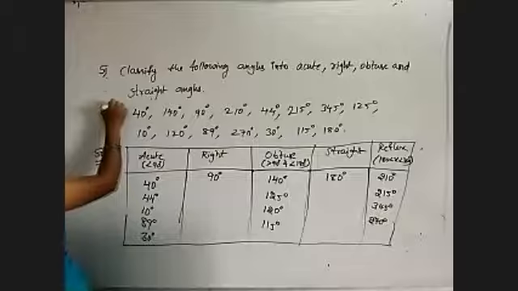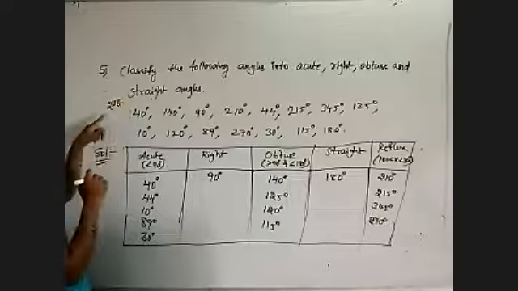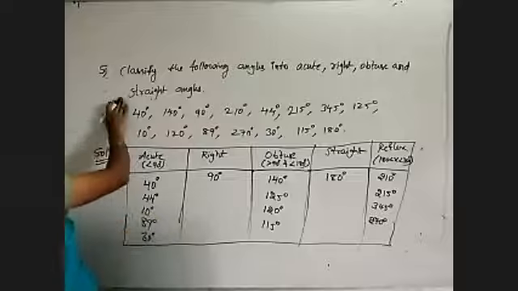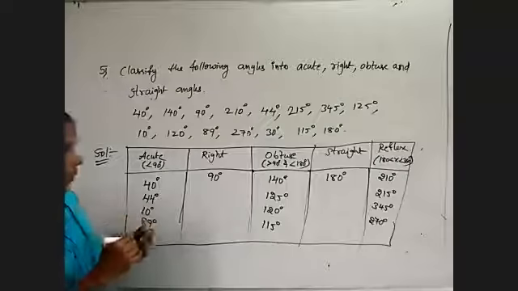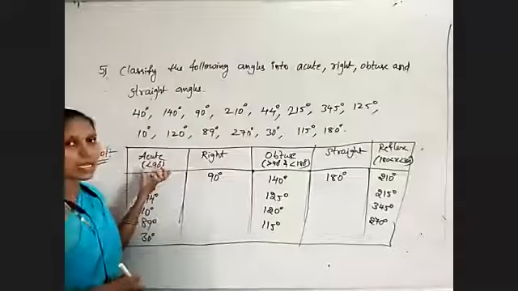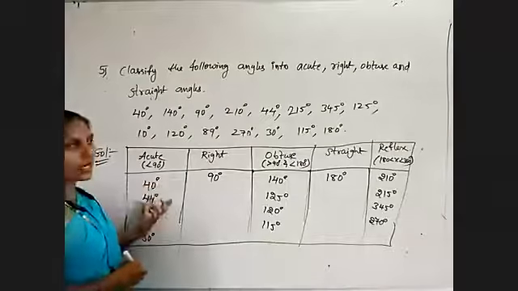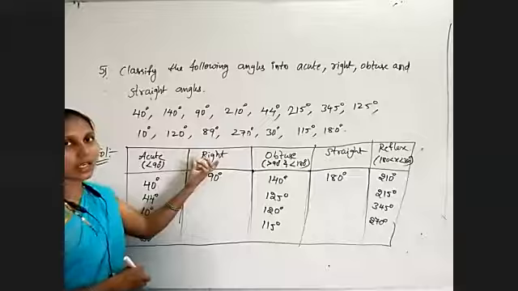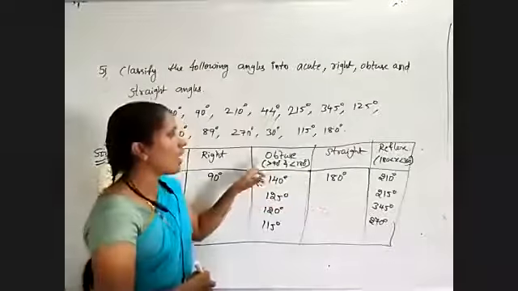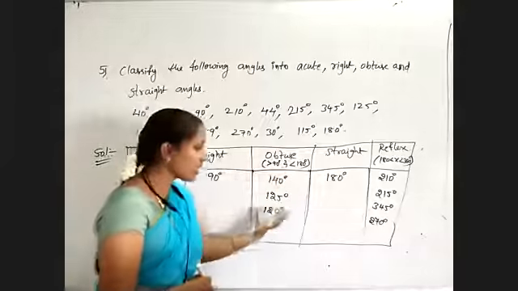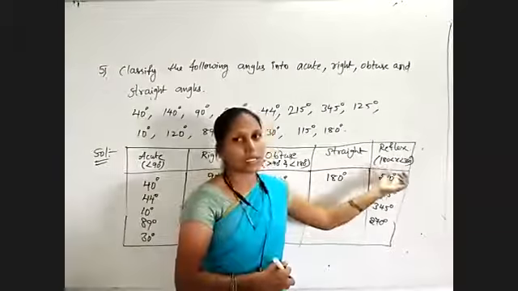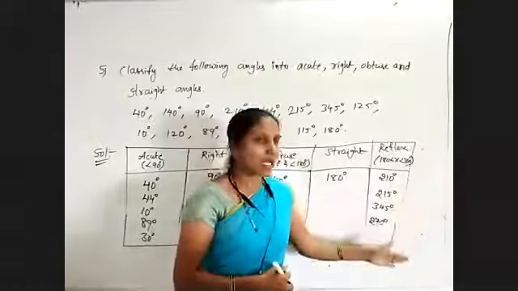Suppose I am giving 278. 278 is more than 180 degrees, so it comes under reflex angle. That's all. Very simple. When the measures are given, it is very simple to classify the angle. Lesser than 90, all those angles are acute angles. The angles which are equal to 90 are said to be right angle and equal to 180 is said to be straight angle. And the angles between 90 to 180 are obtuse angles. The angles between 180 to 360, more than 180, all those come under reflex angle.